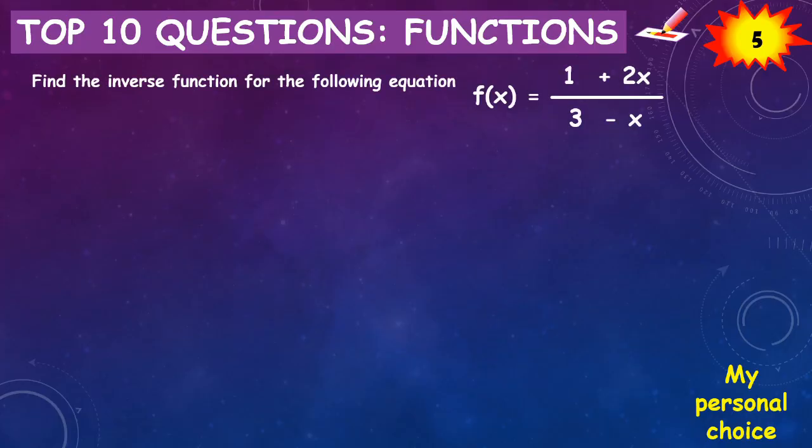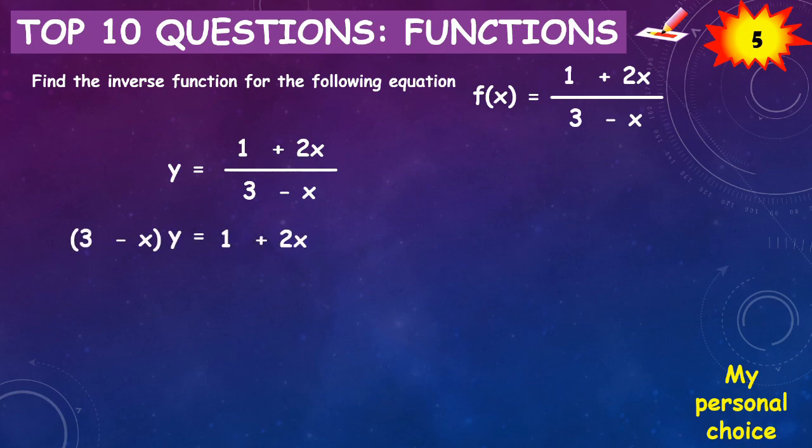Find the inverse function for the following equation. f(x) equals 1 plus 2x over 3 minus x. We approach this question just like how we approach all of our inverse function questions. We replace f(x) with y, and then we bring the denominator from the right to the left and multiply into y. Then we move 2x from the right to the left to become negative 2x, and we move 3y from the left to the right to become minus 3y.